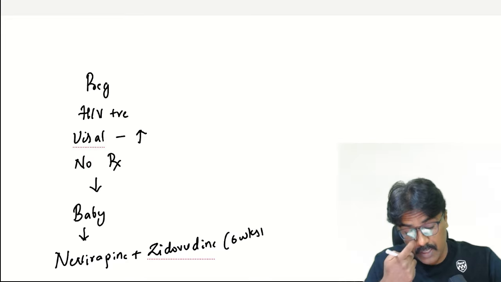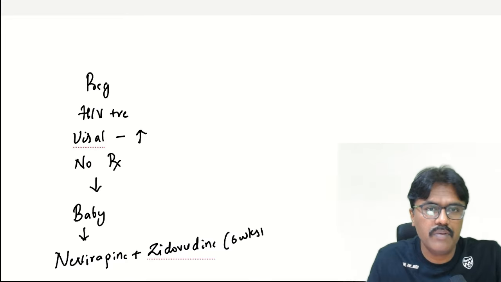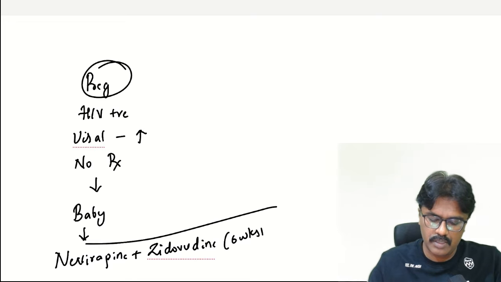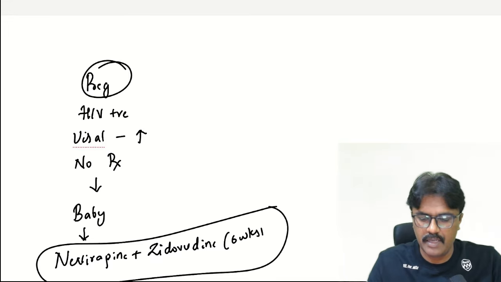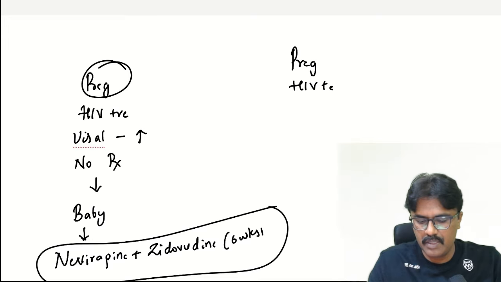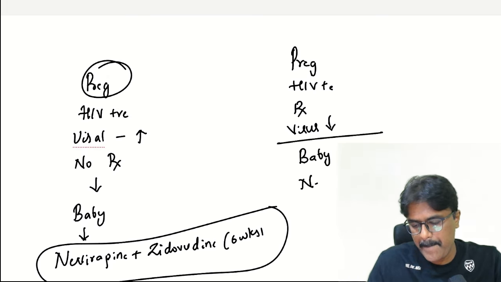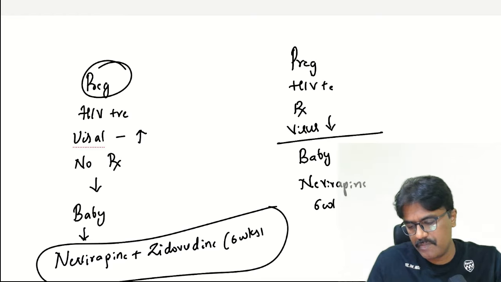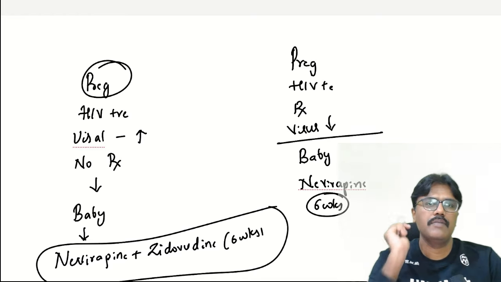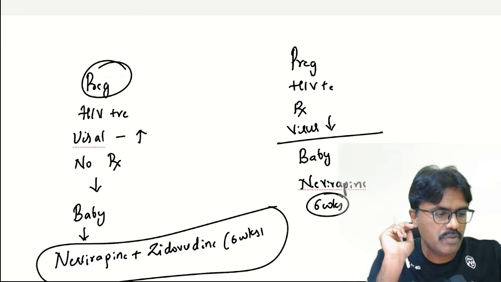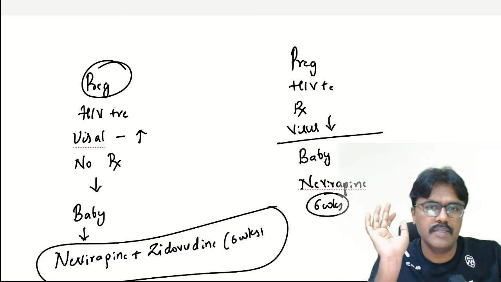Because she is not on any treatment, she is having a high viral load, so better to give 2 drugs in this high risk. Second case, pregnant woman, HIV positive, she is taking treatment and viral load is less. For this, if the baby is delivered, the baby should be given only nevirapine, that too for 6 weeks. This is again tested frequently in your FMGE exam. So malaria, HIV, TB are tested.